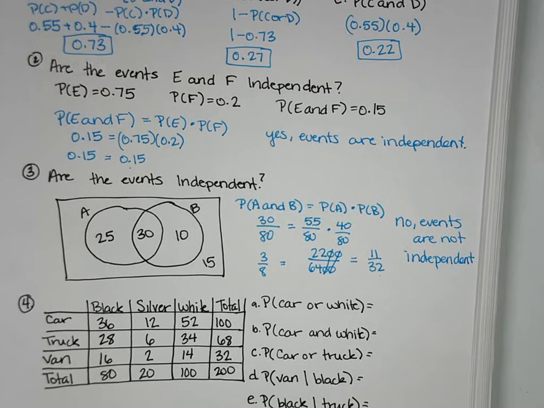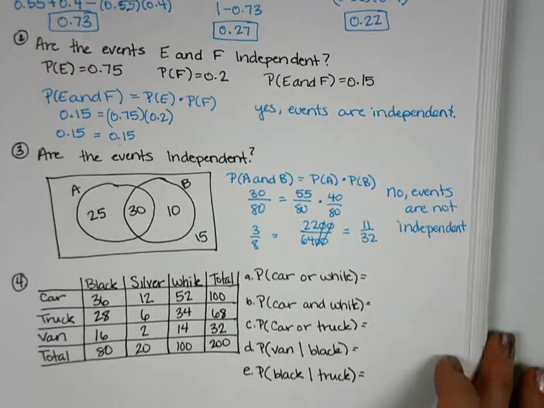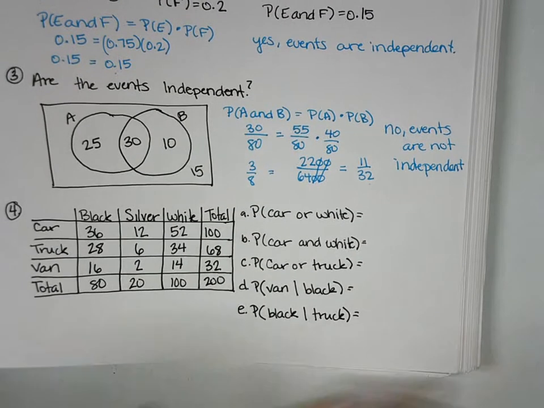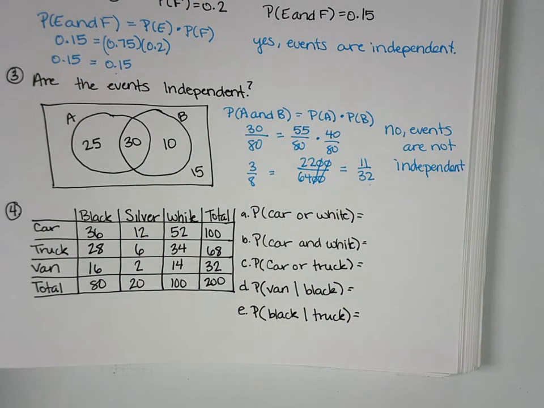Okay, any questions on how we're given the information to do our test for independence? Because you could be given it like number 2, or you could be given it in a Venn diagram like number 3. We're okay so far?